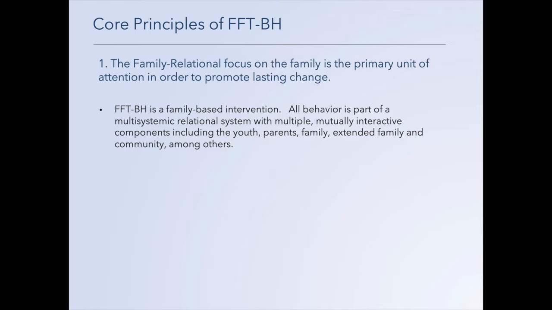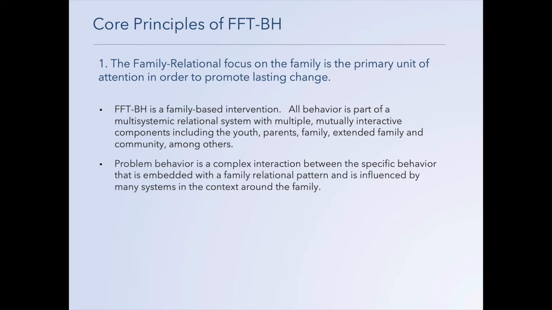There are multiple mutual interactive components: the youth, the parents, the family, the extended family, and the community, among others. These different components make up a complicated web, a web in which each part is inexorably tied to the other parts. And when you move one, you move another. Thinking this way is really helpful because it means that you can intervene in different ways. When you change the behavior of a parent or a caretaker, you may change the behavior of a youth. And when you change the behavior of extended family, you could open up possibilities for the family to function differently.